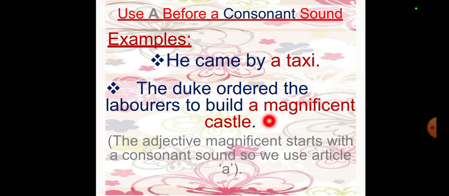The duck ordered the laborers to build a magnificent castle. Here, a magnificent castle: magnificent does not give the sound of a vowel. The adjective magnificent starts with a consonant sound, so we have to use the article a. So it's very clear.